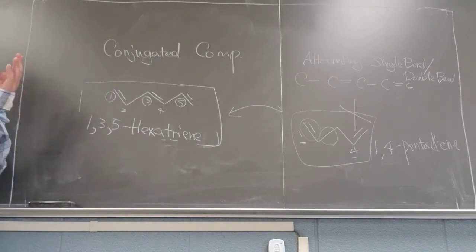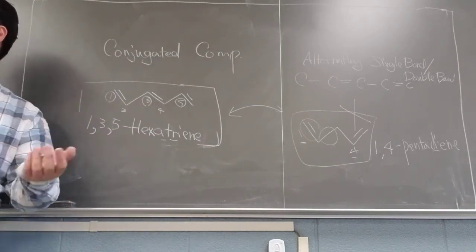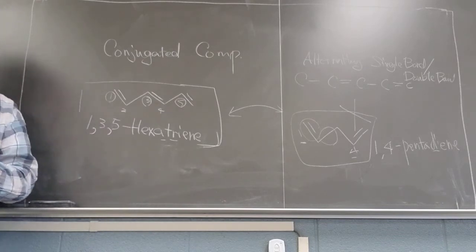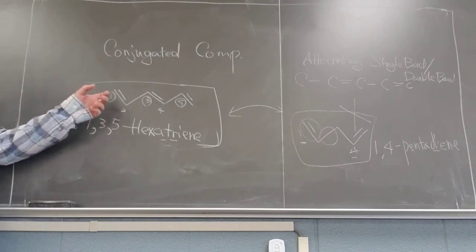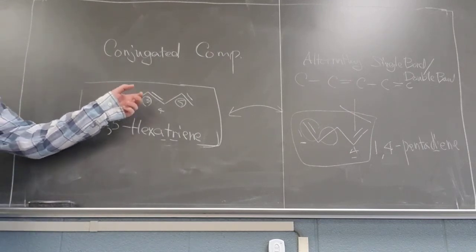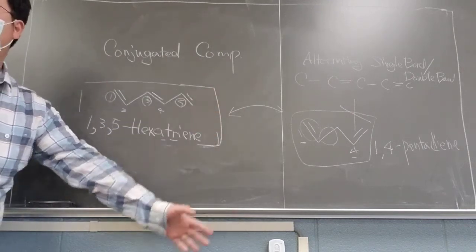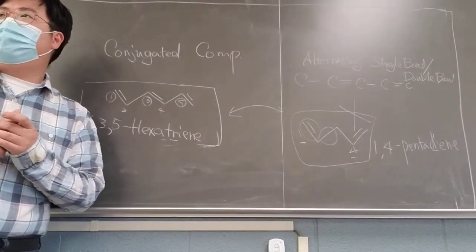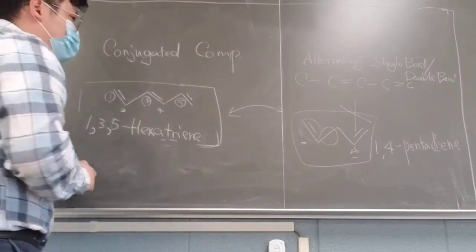So this is the basic rule for how we can name conjugated compounds, or non-conjugated ones, with several double bonds. But if it's alternating double, single, double in a row, that is a conjugated compound. Okay. Make sense, right? You good? Perfect. So I'll just move on.